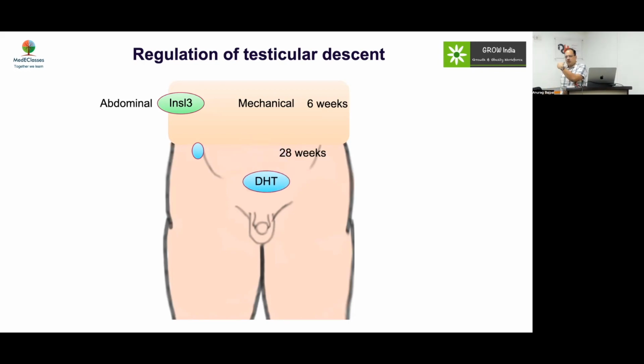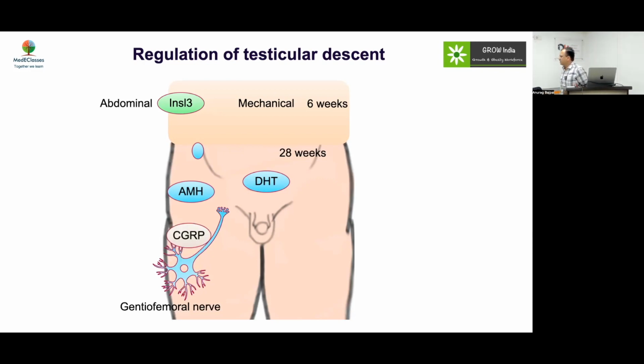Now from there, the testis is going to produce more hormones. It will produce testosterone, which is converted via 5-alpha reductase into DHT, and also AMH from the Sertoli cell. Both of them, along with the local neurological control via the genitofemoral nerve, which releases CGRP, calcitonin gene-related peptide, all play a role in the inguinoscrotal phase. And here you will have the canalicular phase of descent, and the testis reaches up there, and from there will be the final descent.